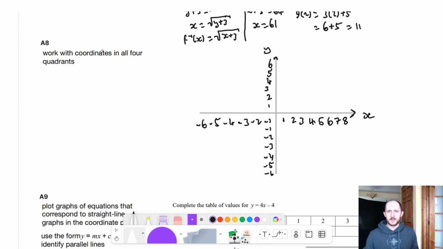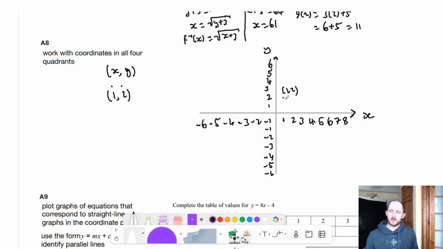Lastly, work with coordinates in all 4 quadrants. So coordinates always come as pairs. There is an x value and a y value. So for example, (1, 2) tells me I go 1 along the x-axis, 2 up the y-axis. So I'd go 1 here and then up 2. So that coordinate would look somewhere, there we are, like that. Now why do they say in all 4 quadrants?